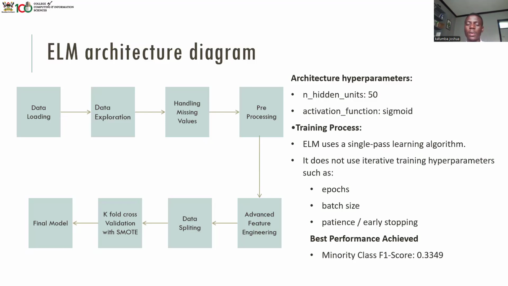And during the training process, of course, we didn't use any iterative training hyperparameters like batch sizes or patience, since we're dealing with an ELM. Then it gave us a minority class score of 0.3349.